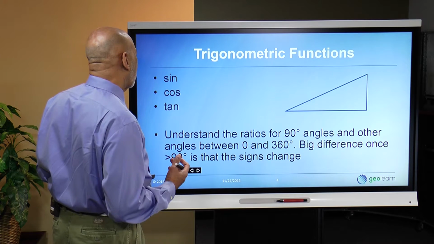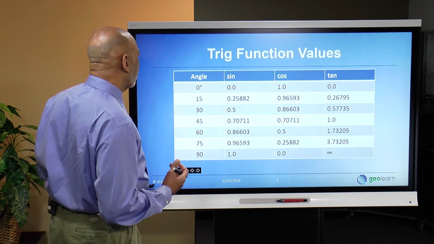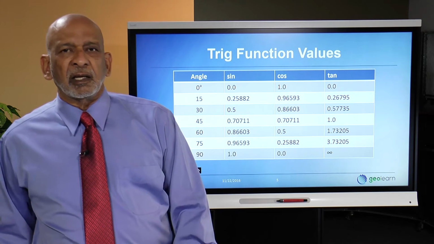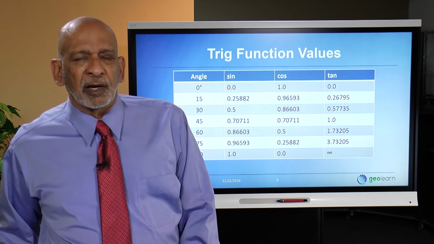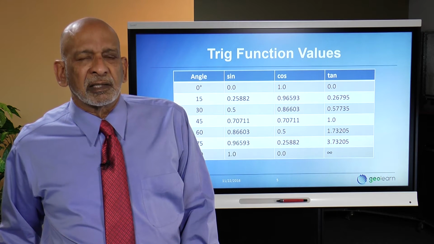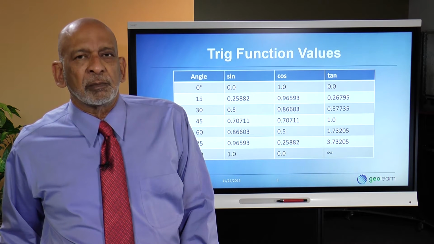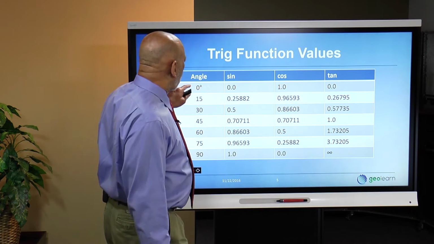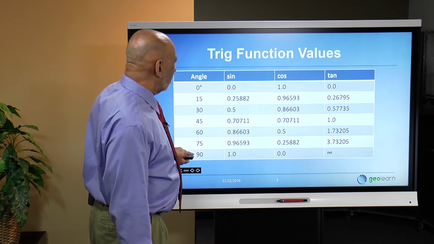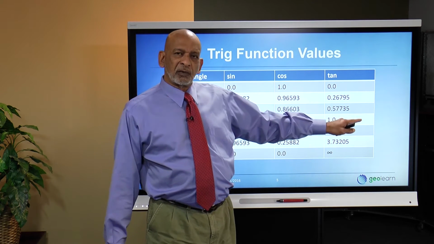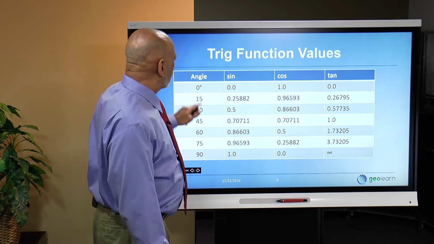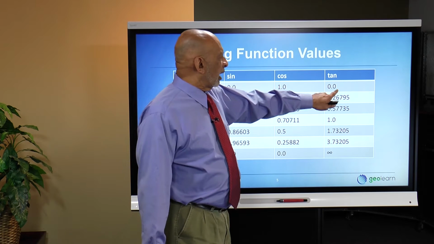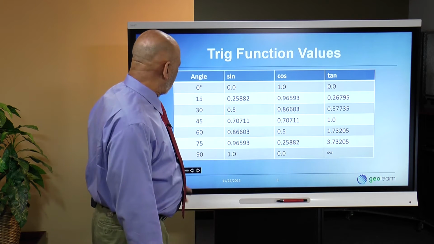And so one of the things I want to do is, first of all, talk about developing an understanding of how these trigonometric functions vary as the angle changes. It's a really important thing to try to understand. So you should all know, at least at 0 and at 90, what these trigonometric function values are. So the sine of 0 is 0, the cosine of 0 is 1, and the tangent of 0 is 0.